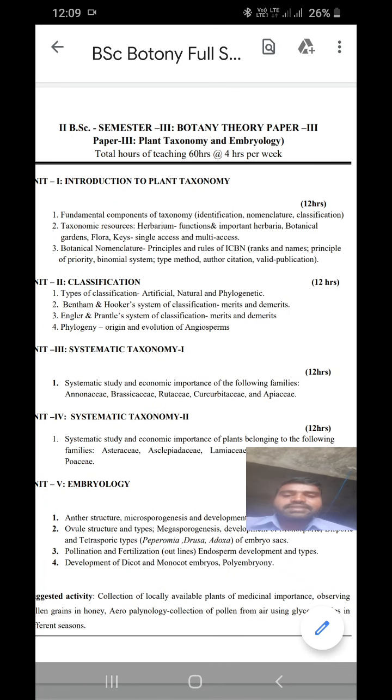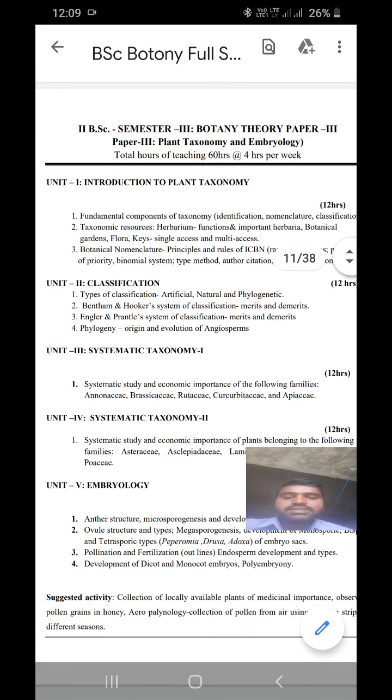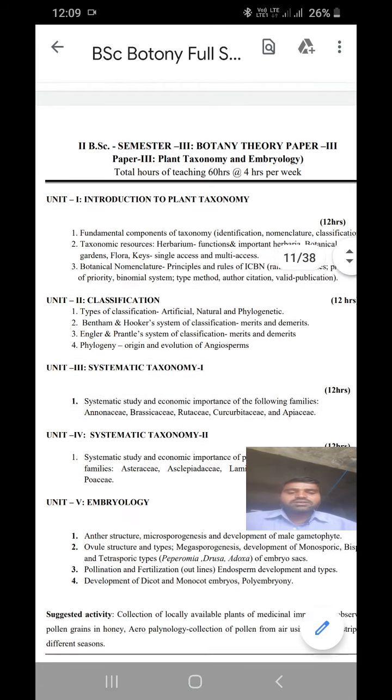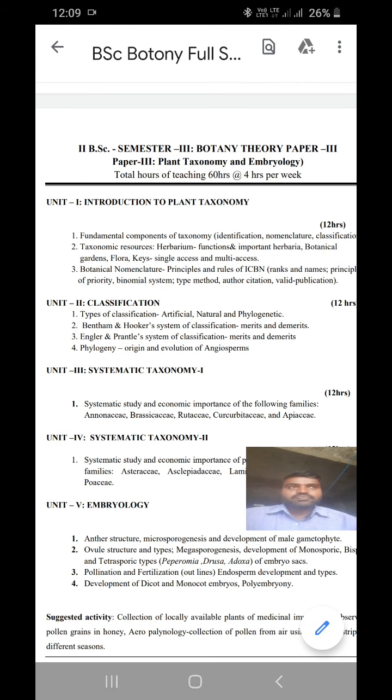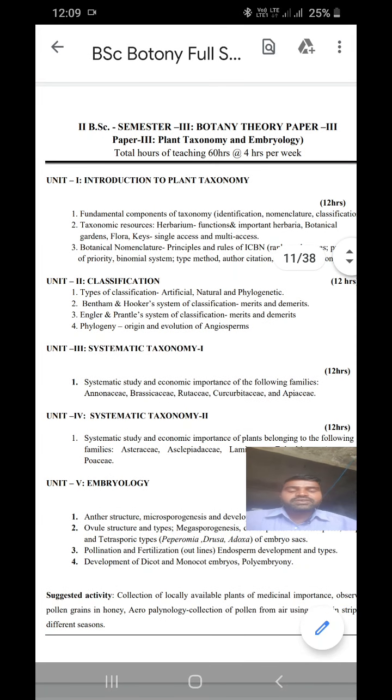So, okay. The next unit is unit 2, classification. Here classification means the systematic study of classifying the organisms, classifying the plants into different categories, and how we are using particular symptoms or particular characters. Here characters are nothing but vegetative characters or floral characters, like that.